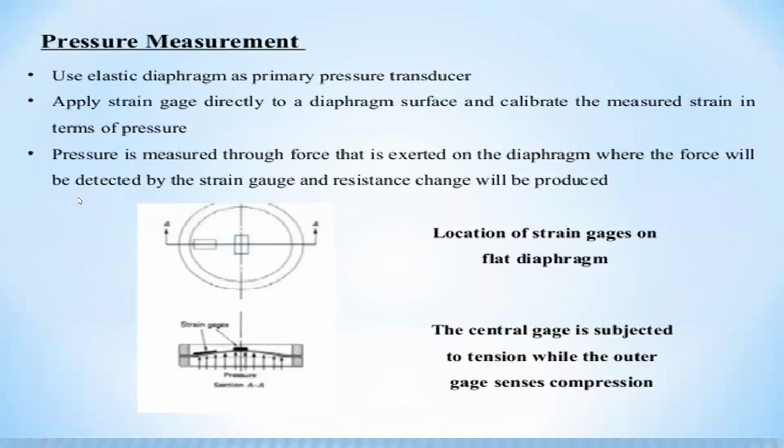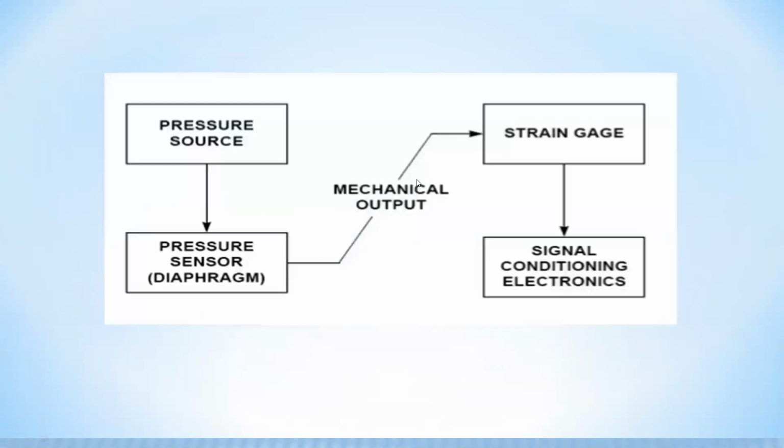So these are the different conditions. And next, same as the force measurement, we can calculate the pressure measurement also. The pressure source and pressure sensor diaphragm give a mechanical output. That mechanical output is taken by the strain gauge and the signal conditioning electronics. With that, we can calculate how much pressure falls on the object by using the strain gauge.